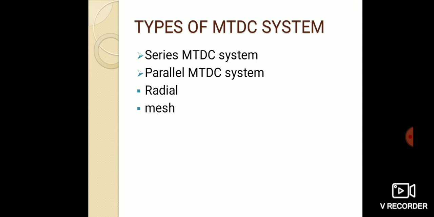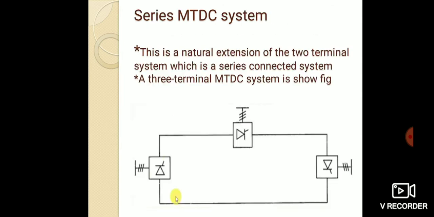There are two types of MTDC system: serial MTDC system and parallel MTDC system. The parallel MTDC system has two kinds, radial and mesh. The serial MTDC system is a natural extension of the two-terminal system, serially connected to the third terminal. A three-terminal MTDC system is shown in the figure.